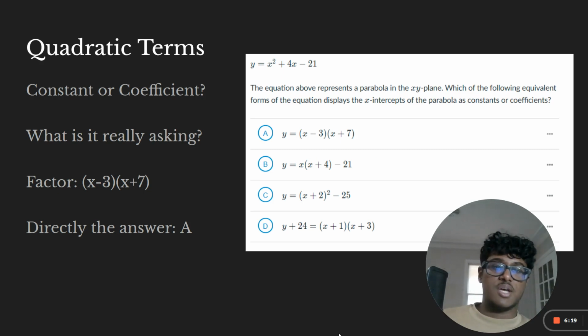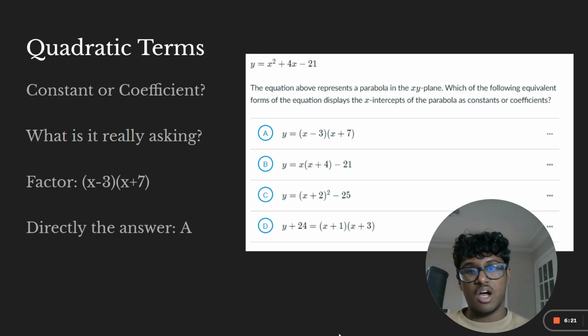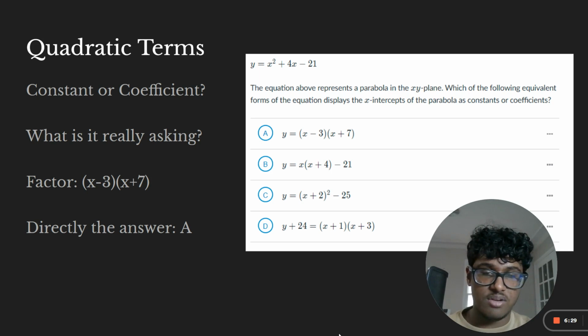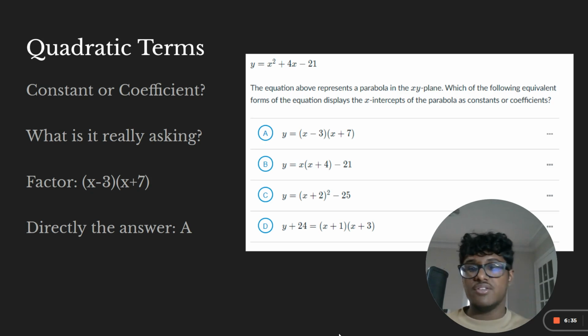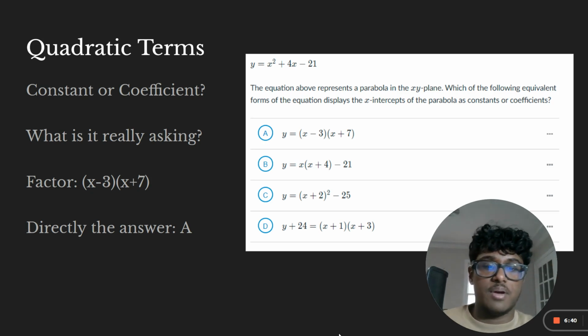The x-intercepts, right, have to show up as constants or coefficients. What are those? They're literal numbers or numbers attached to the variable, right? So it's going to show up, and instantly you can factor that, right? What are two factors of negative 21 that add up to equal 4? Negative 3 plus 7. And you factor that and you get your answer of 3 and negative 7, right? And the only place where that shows up is A. So that's literally the answer.